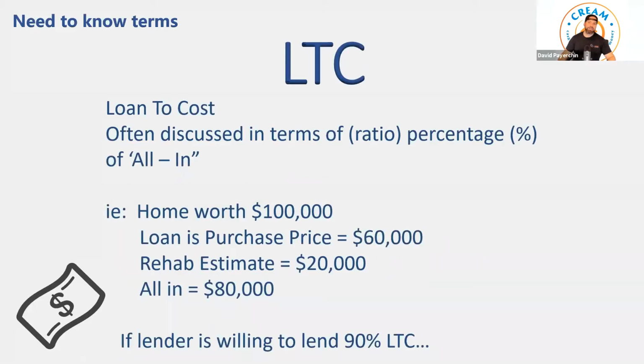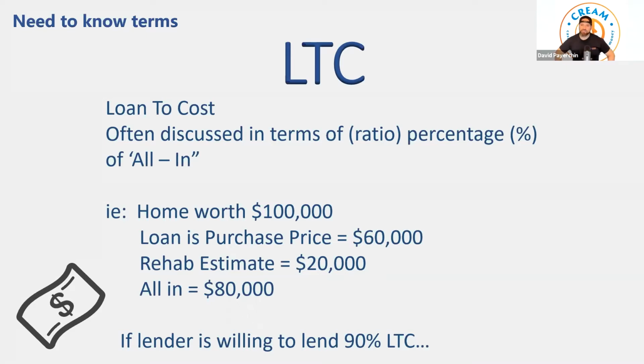Loan to cost. Now, this is a little bit tricky, and I remember when we first learned this, it took me a couple times. All loan to cost means is the lender's not going to give you 100% of your all in. They're going to make you put a little skin in the game. So oftentimes they're going to say, hey, we'll give you 90% loan to cost. All that means, everybody, is 90% of the money that you need for the purchase and the rehab.